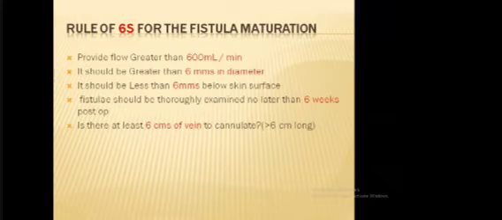For the fistula maturation rule: 600 ml per minute, 6 mm in diameter, less than 6 mm below the skin surface, and 6 centimeters of vein length is required for cannulation.